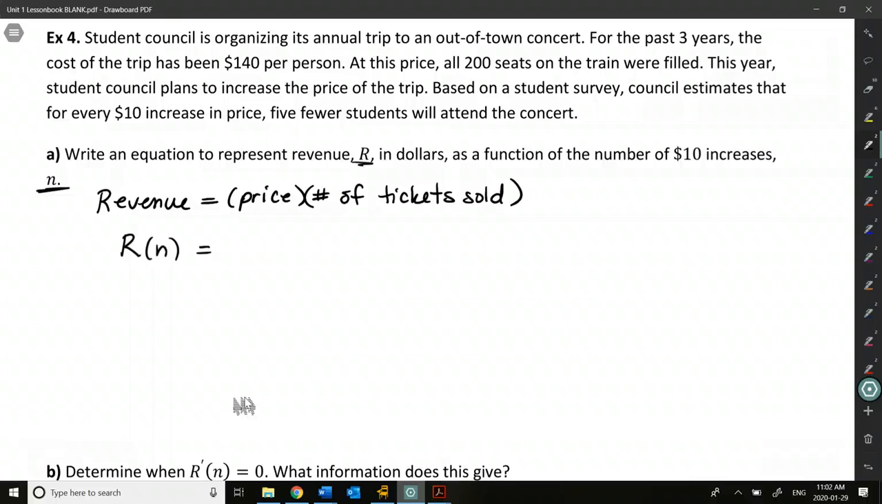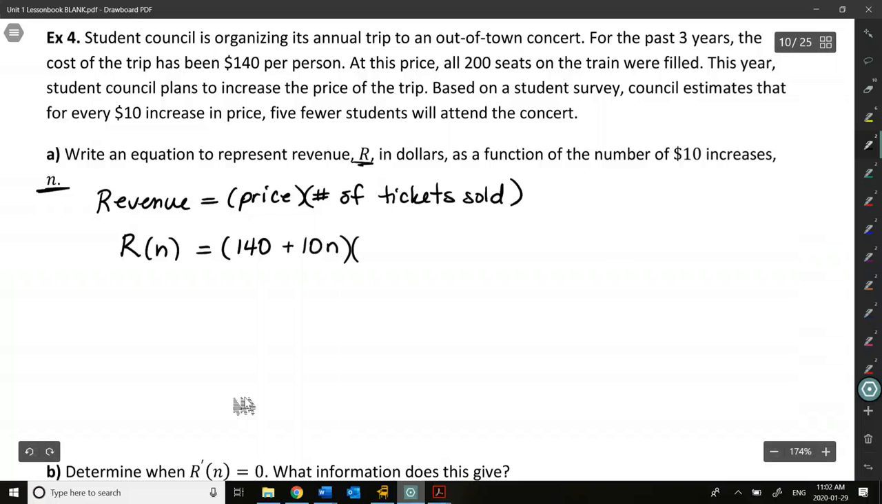So R at n is going to be equal to, normally they're selling for $140. Anything to do with price is what we're going to put in this first bracket. So 140, and we're doing $10 increases in price. So we are going to add $10 a certain number of times, depending on how many times we increase. So that will be times n.